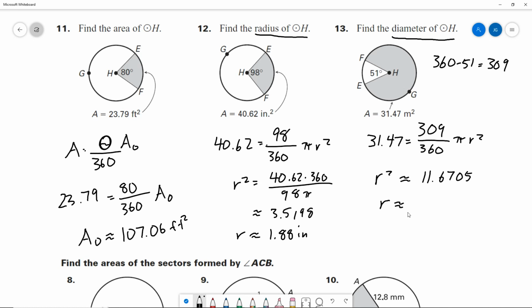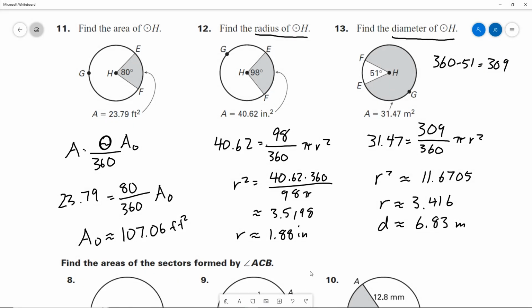R, once we take the square root, is going to be approximately 3.416, which means that our diameter, twice that, is going to be approximately 6.83 meters. All right, and that's how we do the reverse problems. Again, all right, we're on to the last page of the last 6 problems from the practice page.